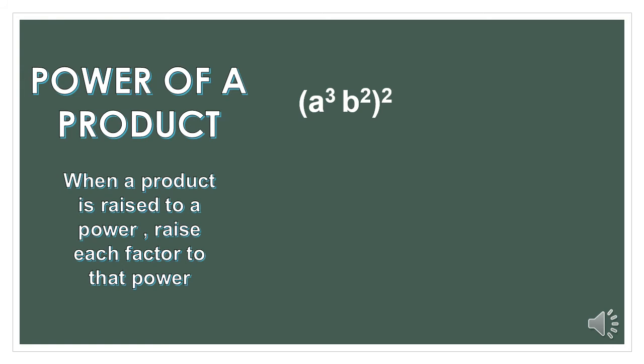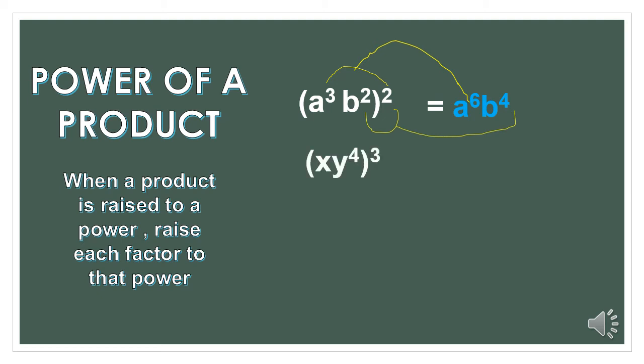So, anong gagawin natin pag ganito? Okay, all we have to do is multiply the exponents. Okay? Yan. Okay, so we're going to copy the base and multiply the exponent. So each factor will be raised to that power. Okay? So we have a to the 6th, b to the 4th power. So that is our answer.